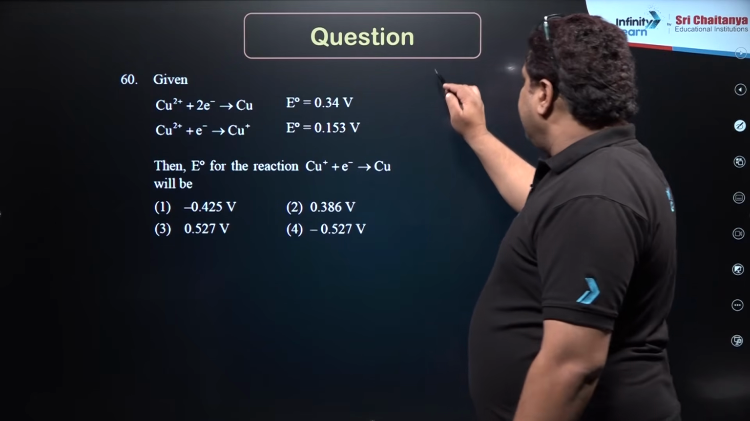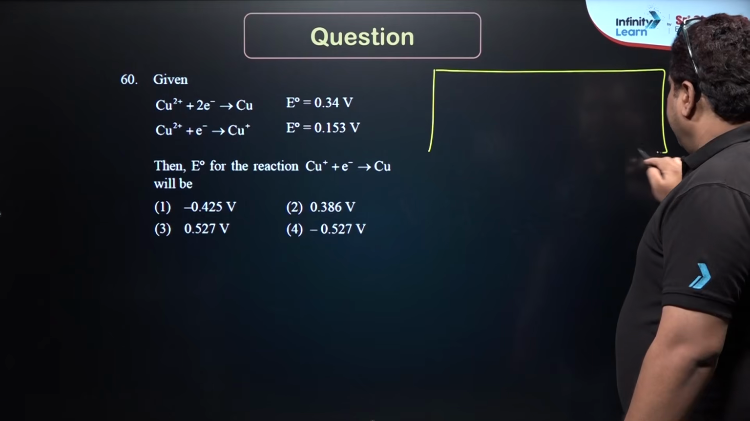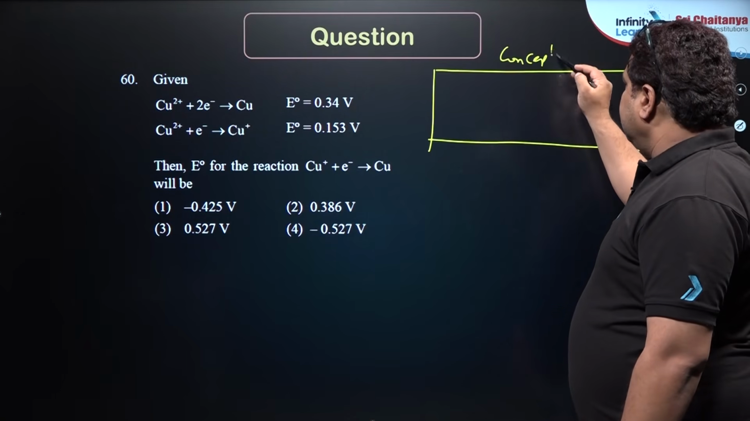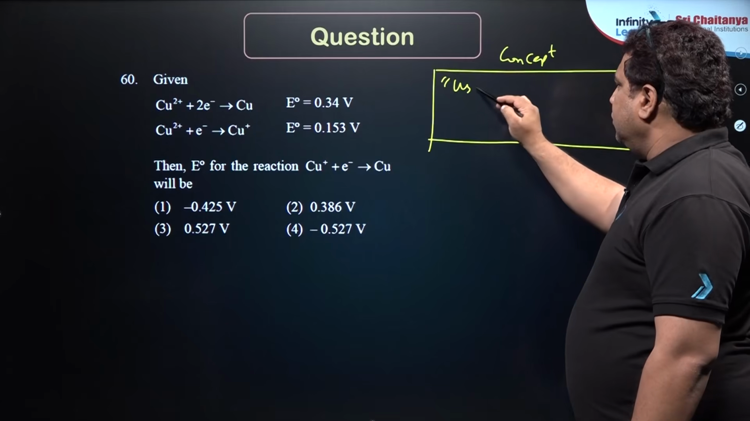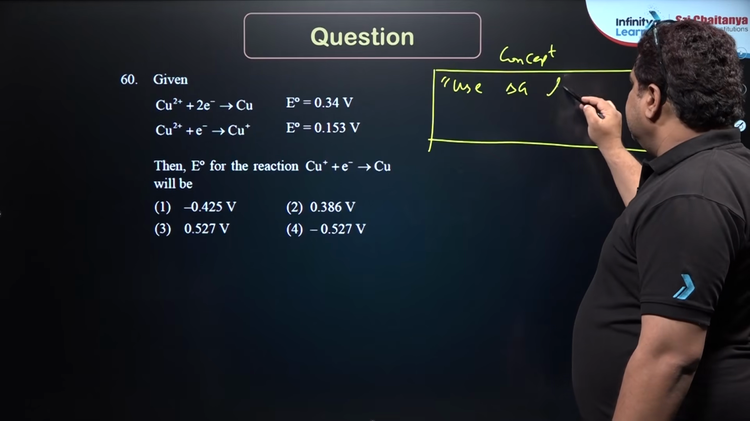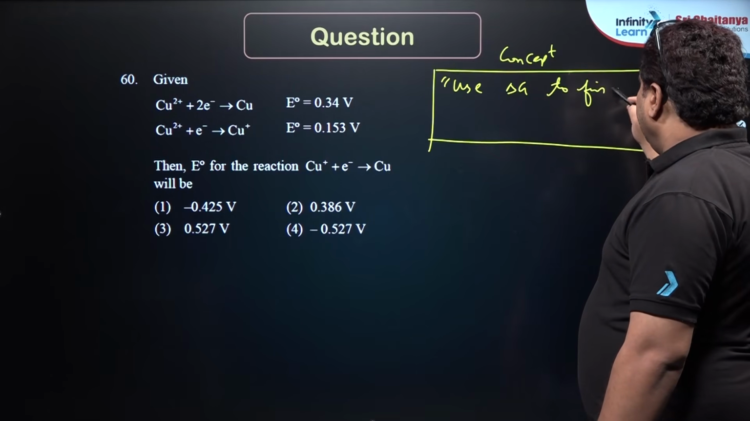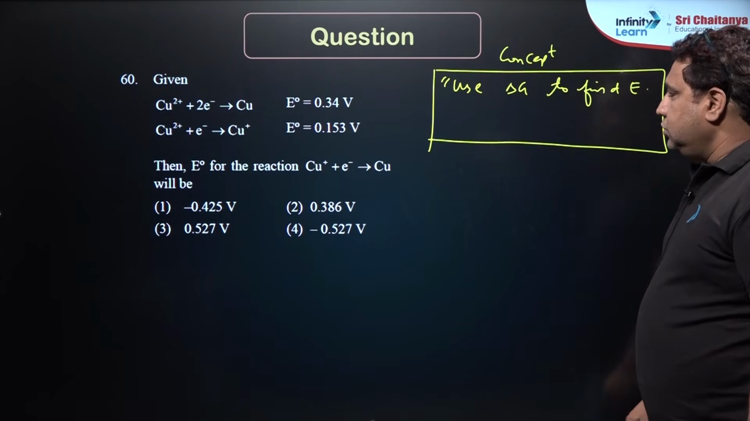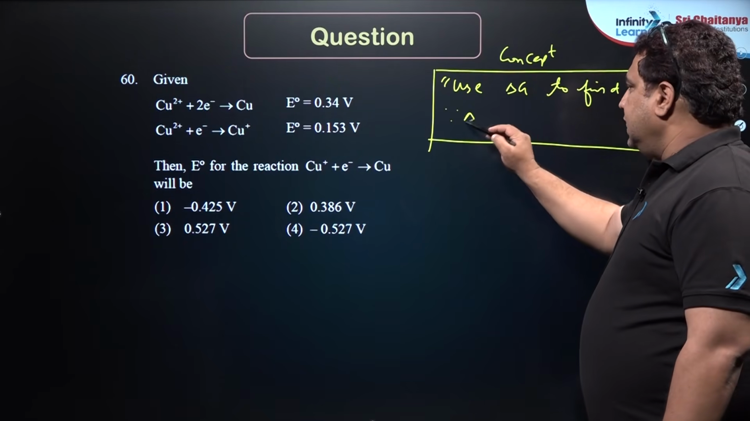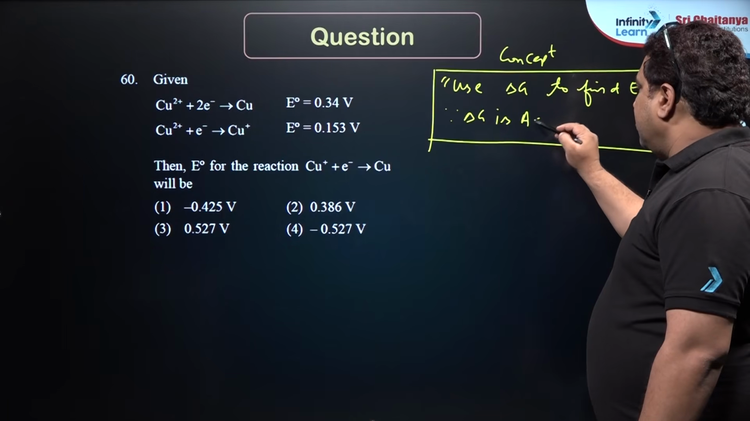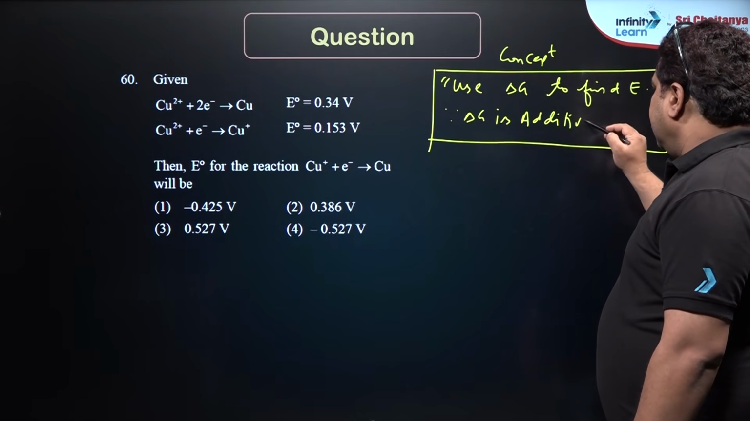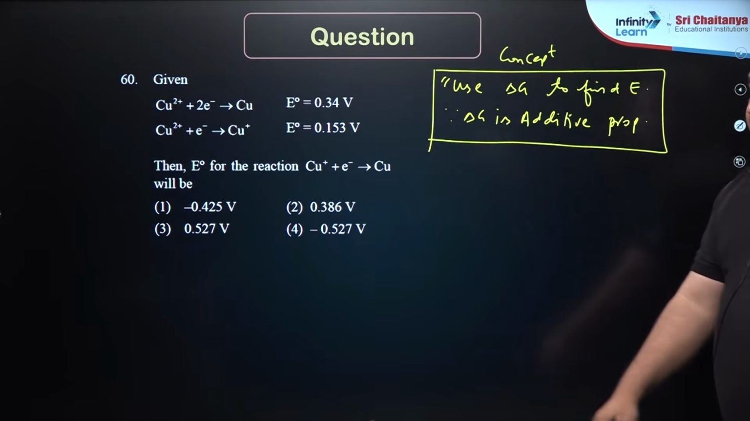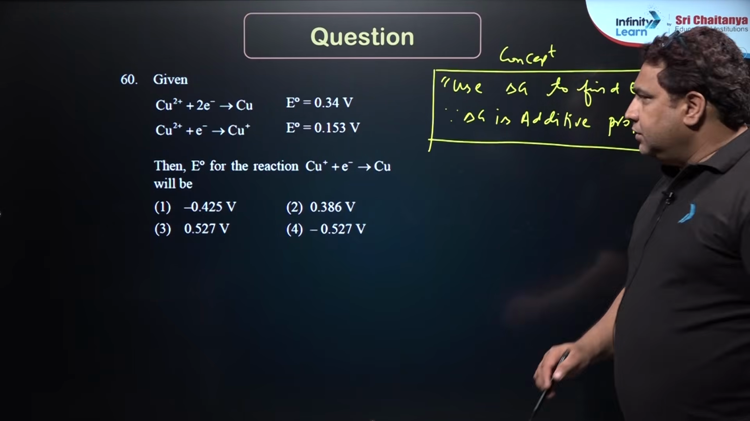So remember from where this question has come. The concept is that we always use delta G to find E, since delta G is an additive property. We have to solve it that way. So that is the concept here.